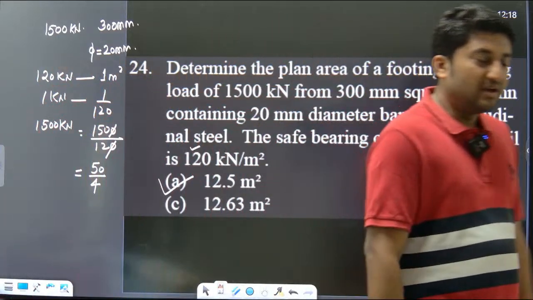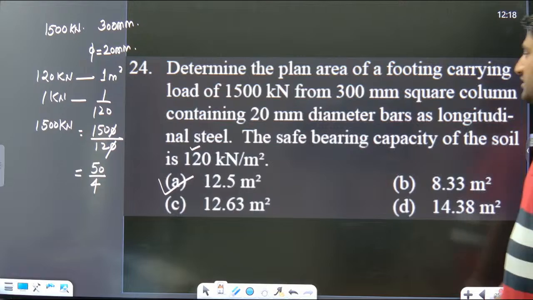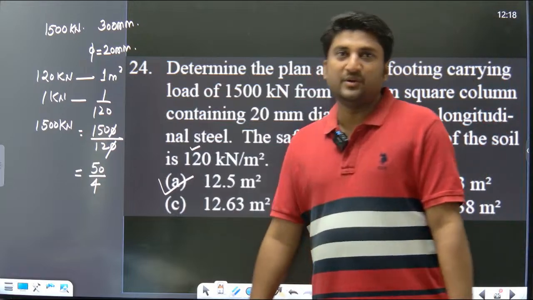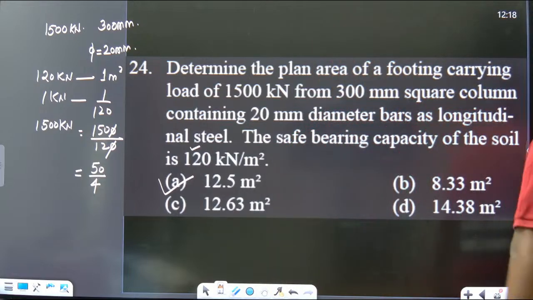Yes or no? Please look, by just unitary method we have solved this question. Just by applying the unitary method we will be able to solve this question. Understood everyone?